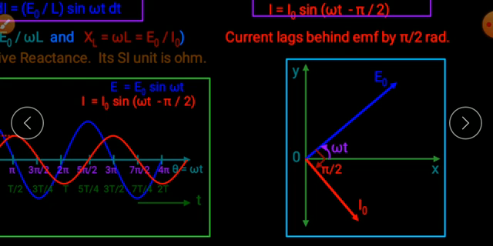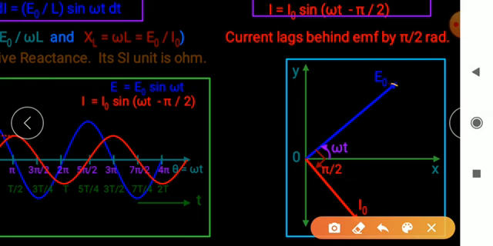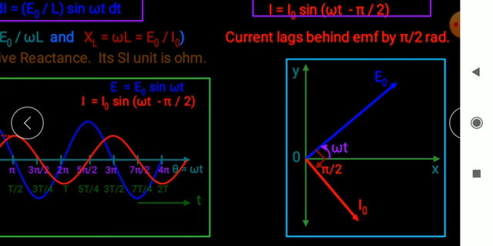The projection of these phasors on the vertical axis gives the instantaneous values of E and I, of EMF and current respectively, as shown.